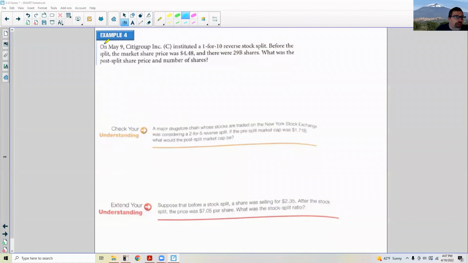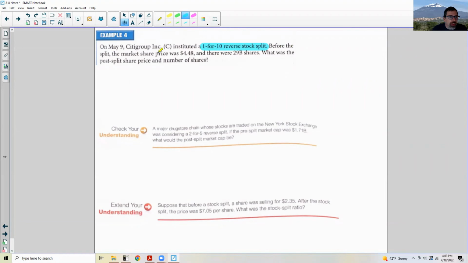Okay, so example 4 now says on May 9th, Citigroup Inc. C instituted a 1-for-10 reverse stock split. Okay, so in other words, if you had 10 shares, you now have 1. If you had 100 shares, you now have 10. So this is backwards. It's not really a stock split, it's a stock merge, if you will. A reverse split is a merge.